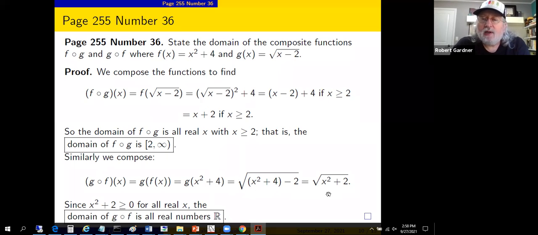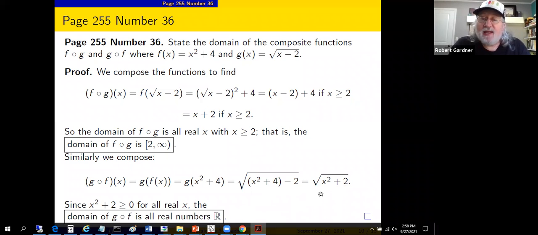That's x squared plus 2, square root of. We need to make sure we're only taking square roots of non-negative things. Hey, x squared plus 2 is always non-negative. It's always greater than or equal to 0. It's actually always greater than or equal to 2, which means it's also greater than or equal to 0. We don't have a problem with square roots and negatives for any of these. So this time the domain is all real numbers.